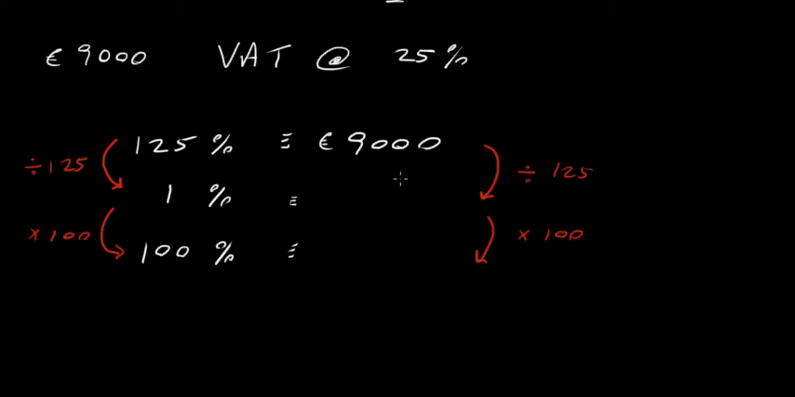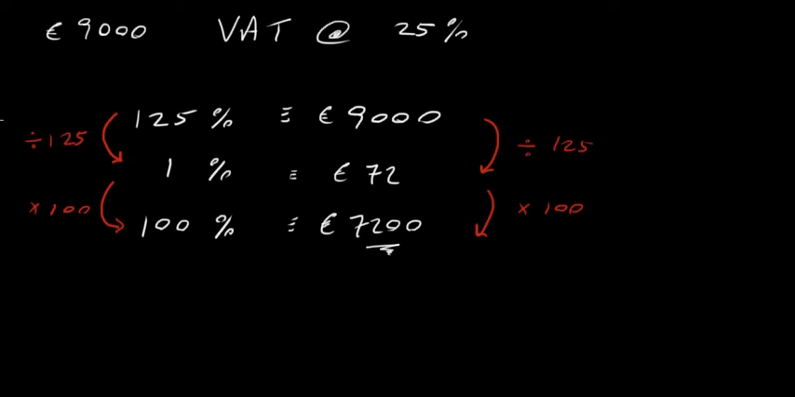Now take 9,000, divide it by 125, and you'll actually get 72 euros. So that's your 1%. Go back up to 100%, so multiply this by 100 and you get 7200 euros. Okay, so this was the cost of the car before VAT was added, before 25% was added. So let's just double check that to make sure that's correct. We'll do it another way actually. We'll take our 7200, which is our 100%. We want to bring it back up to 125%.